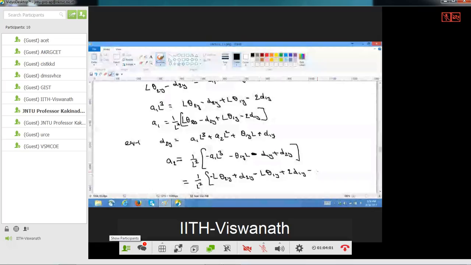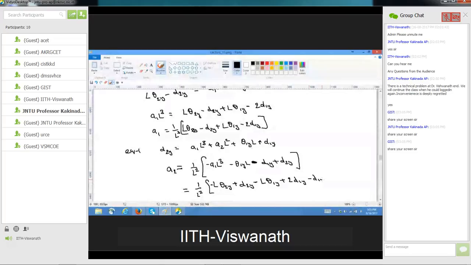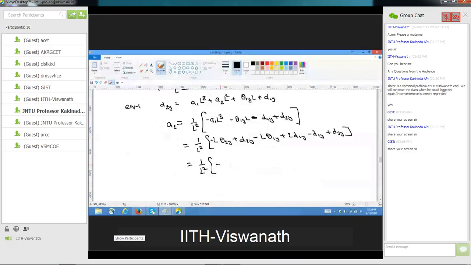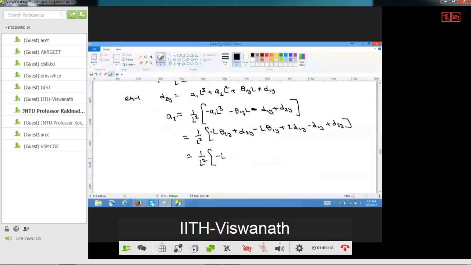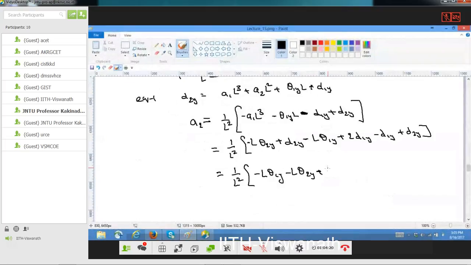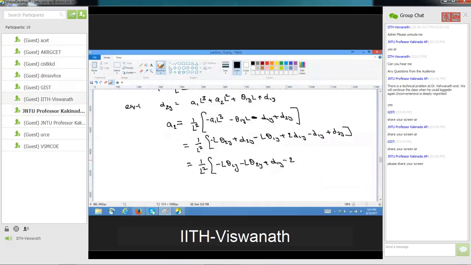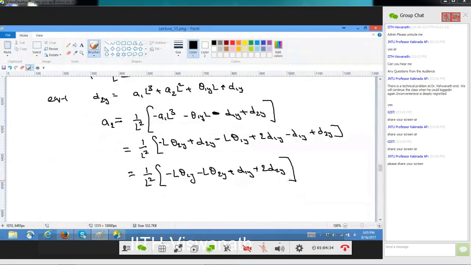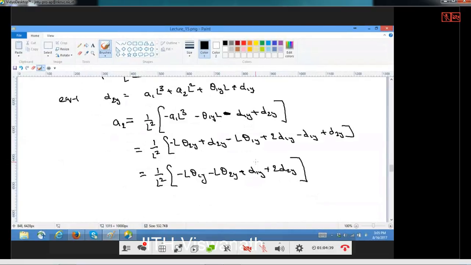So this will determine our a2 as 1 over L square, minus L theta 1y minus L theta 2y plus d1y minus 2 times d1y plus 2 times d2y. So that's how I determined my A1, A2, A3 and A4.